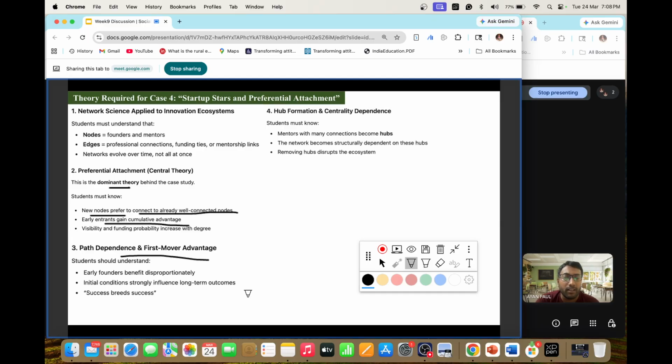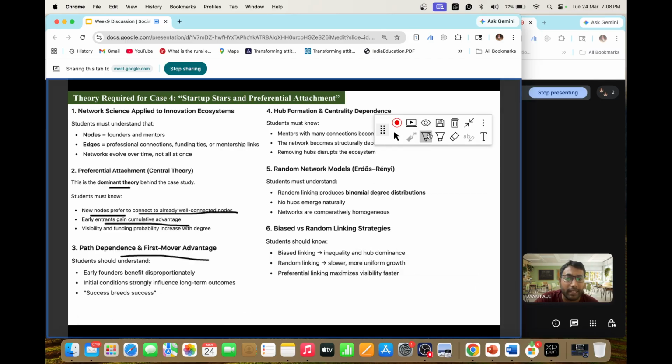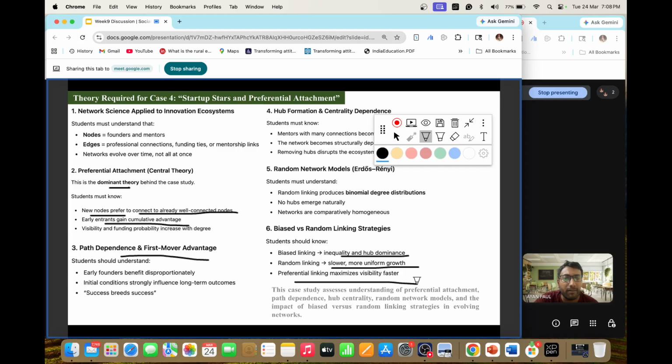Hub formation and centrality dependence. Mentors with many connections become hubs. The network becomes structurally dependent on these hubs. Removing hubs disrupts the ecosystem. Random network, the ER model: biased versus random linking strategy. Biased linking gives inequality and hub dominance. Random linking gives slower, more uniform growth. Preferential linking maximizes visibility faster. This case study assesses understanding of preferential attachment, path dependence, hub centrality, random network models, and the impact of bias versus random linking strategy in evolving networks.